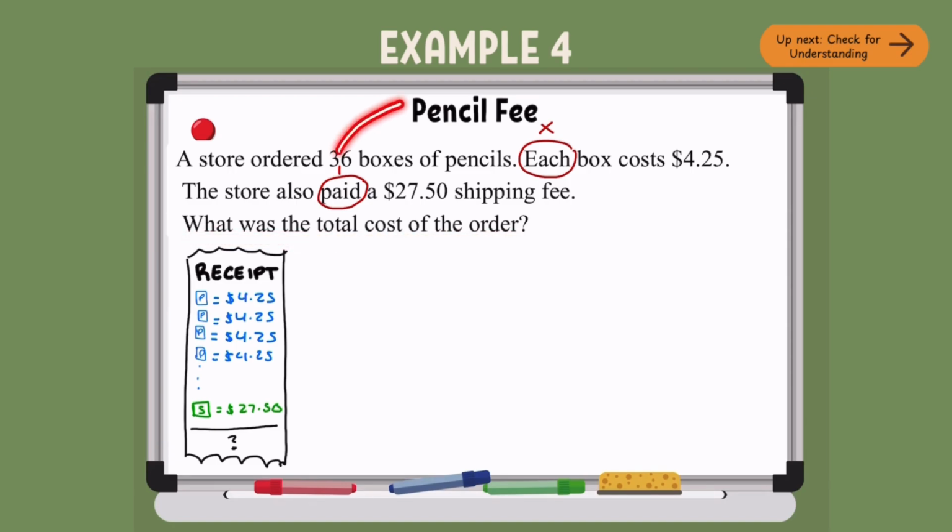So what was the total cost of the order? We have 2 operations that we need to do. First, we need to multiply 36 times $4.25, and then we need to add on $27.50. So we have 36 times 4.25. And whenever you're multiplying decimals, you need to underline the amount of numbers you have behind the decimals in the original multiplication sentence. Then you're going to ignore the decimals and multiply like normal. I decided to put my bigger number up top to make it easier for me. So now all you have to do is watch me solve it.